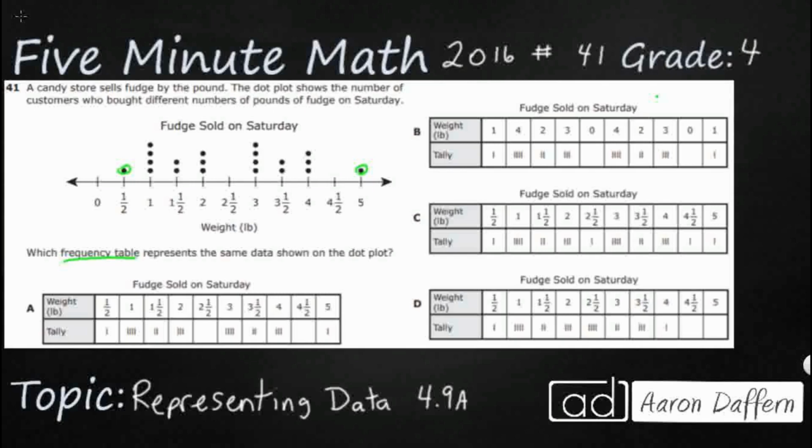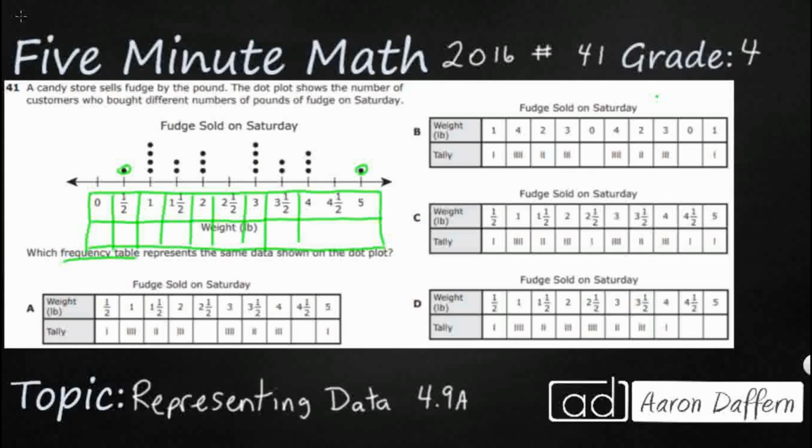Now, what will probably help us is, since we can write all over this problem, let's convert our dot plot into our own little frequency table. Rather than rewriting all of that, let's just see if we can write over it. I'm just going to turn this into our own little frequency table, and then we'll find the one that matches.